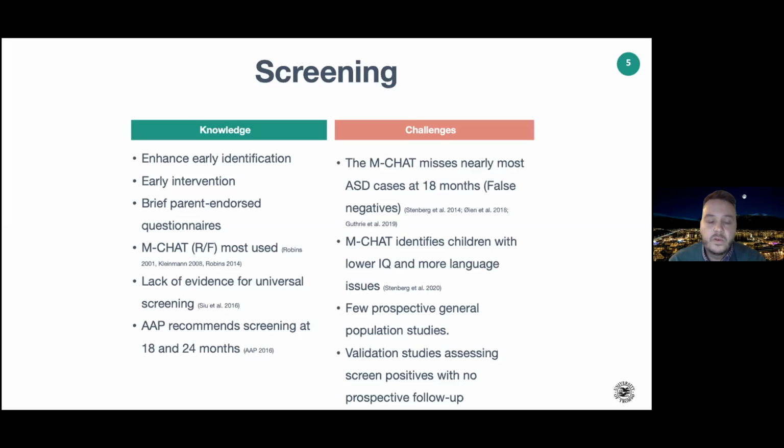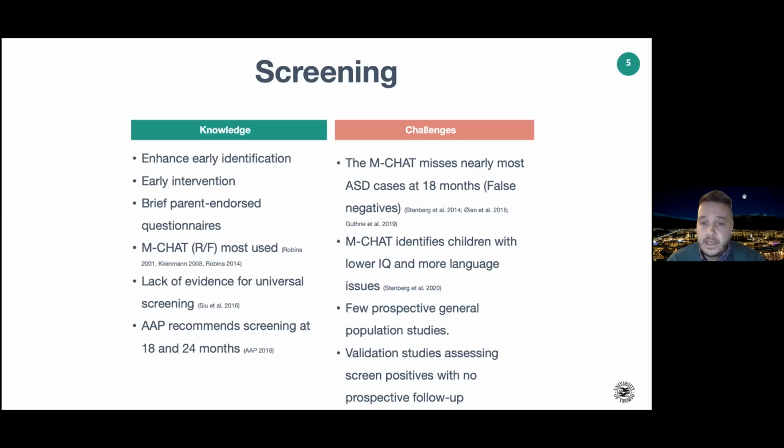We also know from a study in Canada that the price of universal screening is very high. For each child identified, I think the price is somewhere around $750,000 US, because there are so few that actually are identified by these screening instruments. The American Academy of Pediatrics recommends screening at 18 and 24 months. You can also screen at other time points, important to say.